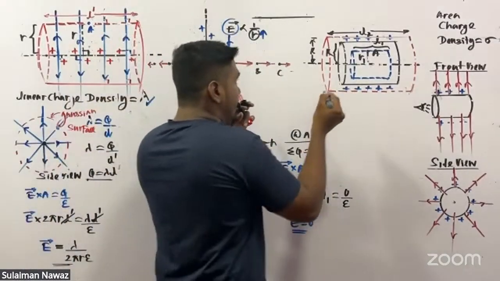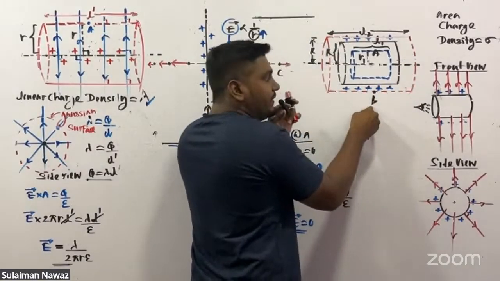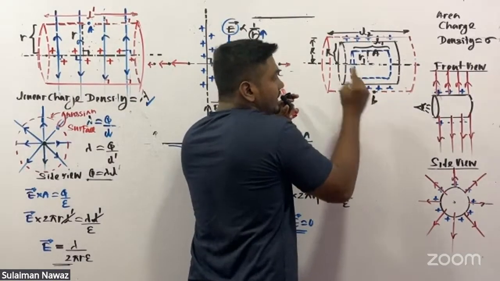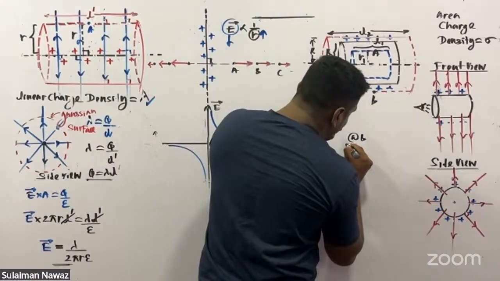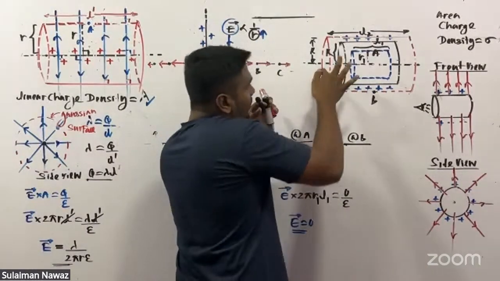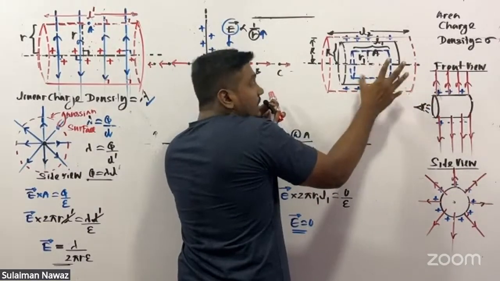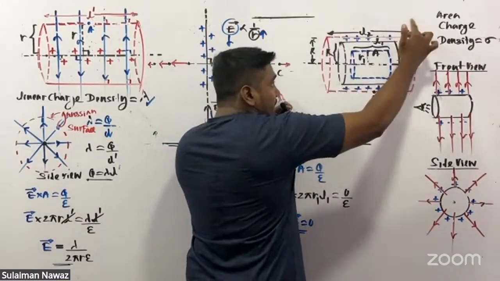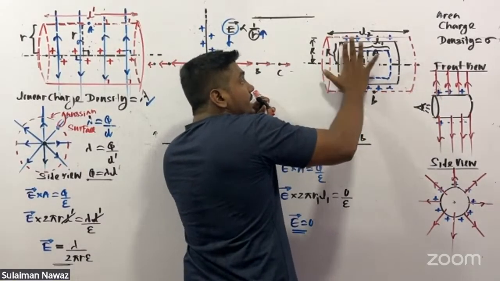Shall we find the electric field intensity? Now, let's say my point capital B is somewhere here. I want to find the electric field intensity at point capital B, which is just outside the hollow conductive cylinder. At point capital B, shall we find the total charge inside the Gaussian surface? We know that the total charge inside the Gaussian surface is equal to the total charge on the surface of the hollow conductive cylinder.